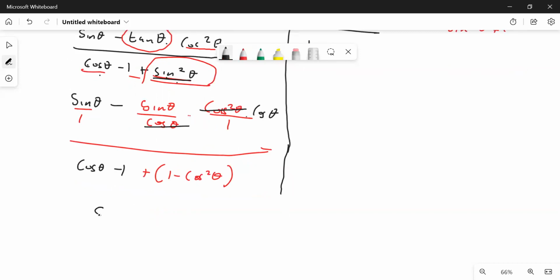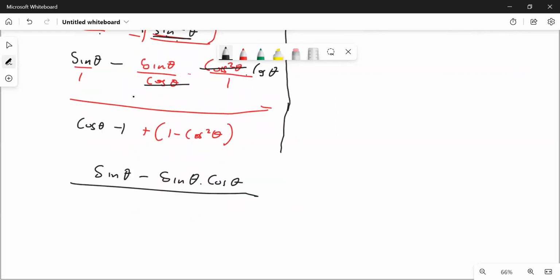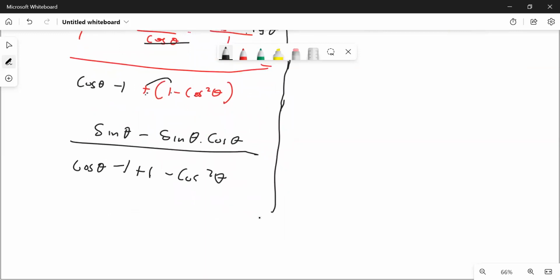So what do you have now? You have the sine of theta minus the sine of theta multiplied by the cos of theta, all over, and then you want to remove the bracket here. If you remove this bracket, you have the cos of theta minus 1 again. This one multiplied by this one gives us plus 1. This one multiplied by this one gives us minus the cos squared of theta. What should we do from here then, Renee, if it's you?